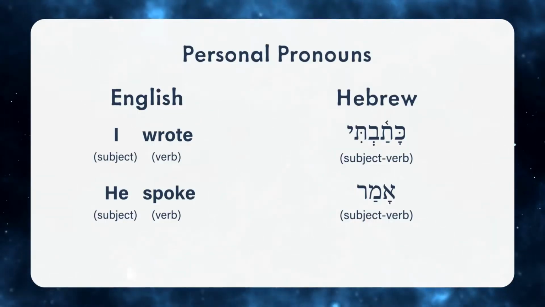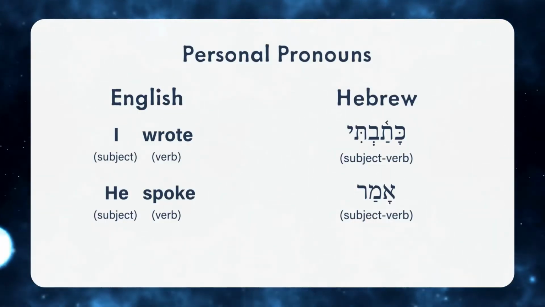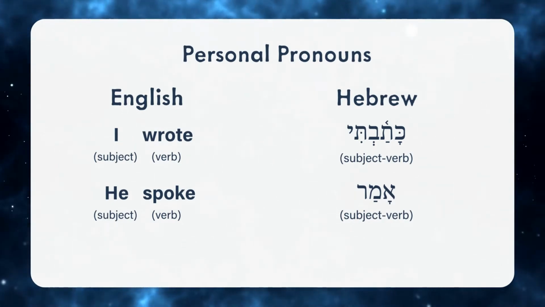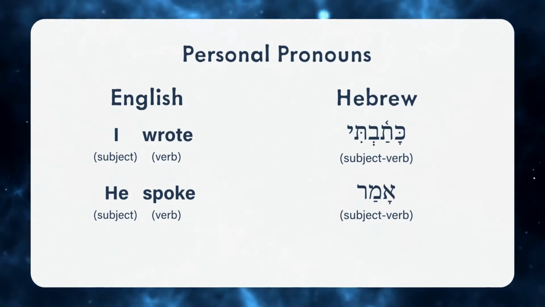Now, when it comes to Hebrew, we don't need our personal pronouns in that same way because Hebrew verbs contain that personal pronoun within the verb itself. So that whole one word has both the personal pronoun and the verb. So I know who's doing the action of the verb, even though I don't have a personal pronoun. So you can see over there on the left, I have I wrote, where my subject is separate from my verb. I have two words that indicate that, or he spoke. Again, two words that indicate that in English.